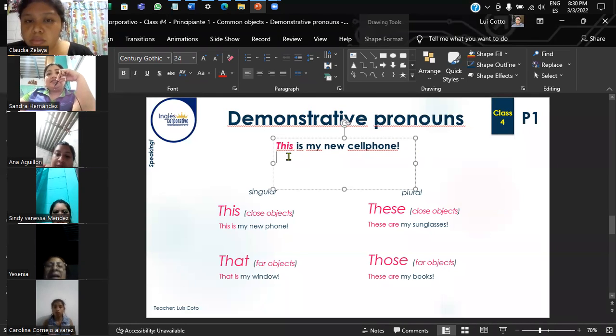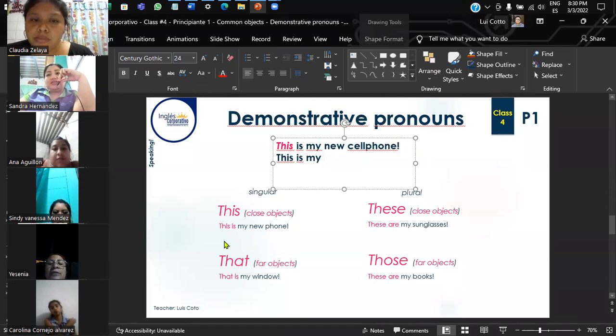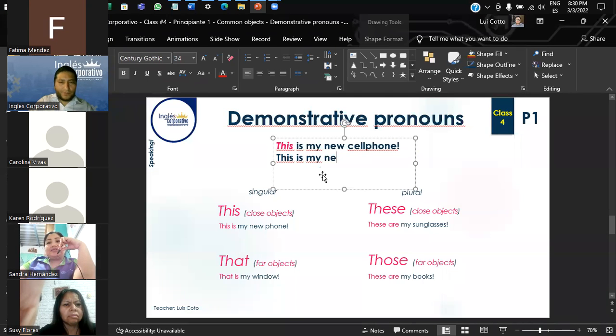It is. This is my new computer. A computer, my new computer. Okay, good example. Another example? Yes? Okay, good. More examples. Give me examples. This or that? This or that?